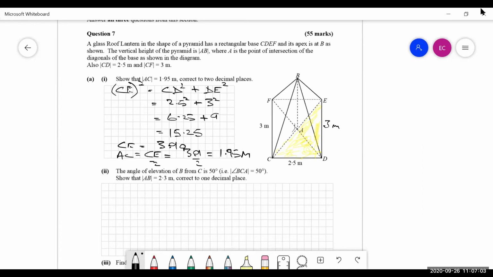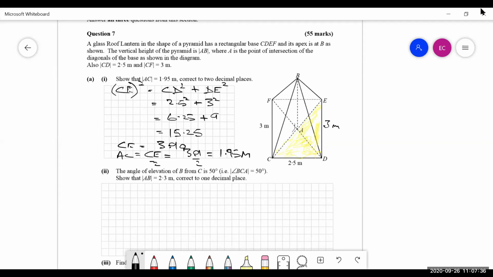The examiner may be kind to you, may not take off any marks if you didn't put in the M there to denote meters. And likewise, if you left it at, for example, 1.9525, he or she may not take off marks, but you've been asked to show that AC equals 1.95 meters. So you should write that in. So that's the first part of the question.